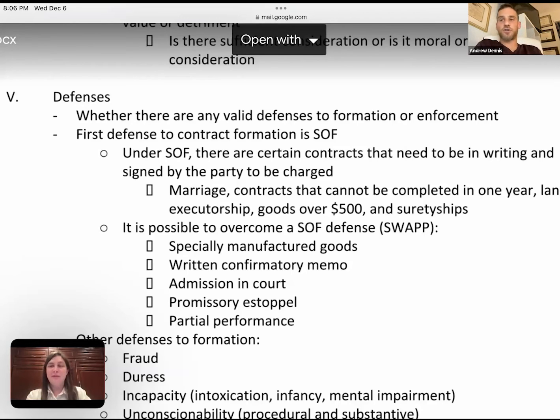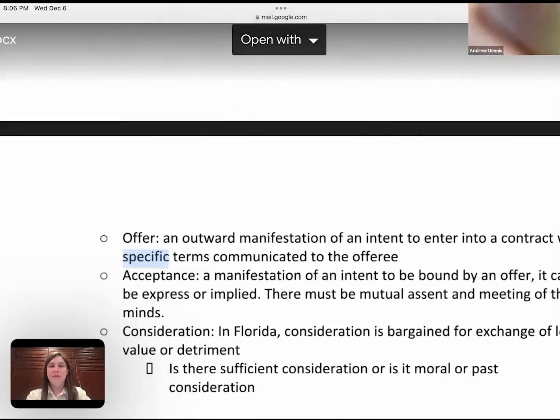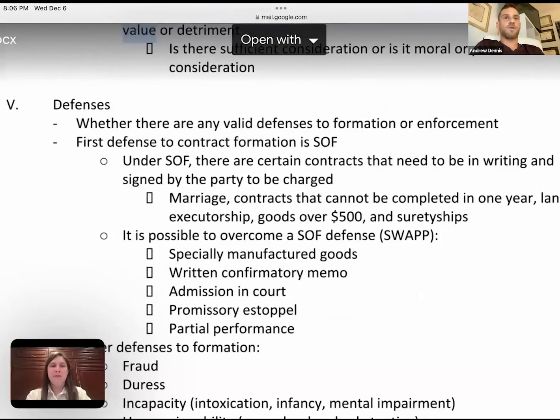So especially manufactured goods, we know what that means. Written confirmatory memo, remember that applies to merchants under the UCC. That's like we say something on the phone, and then you later have the email that confirms. If it's under the UCC, the essential terms, and this is something I should have mentioned, essential terms under the UCC are going to be quantity and description of the goods, right? It doesn't need to be price, but it does need to be the quantity and description of the goods. So that needs to be included in the confirmatory memo.